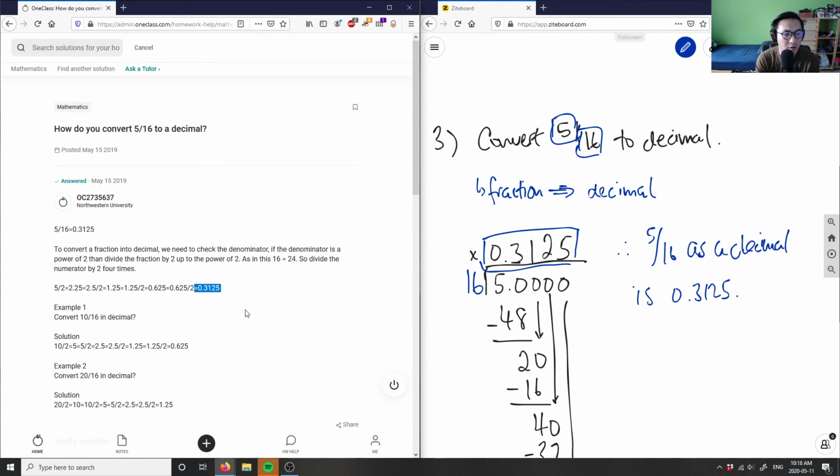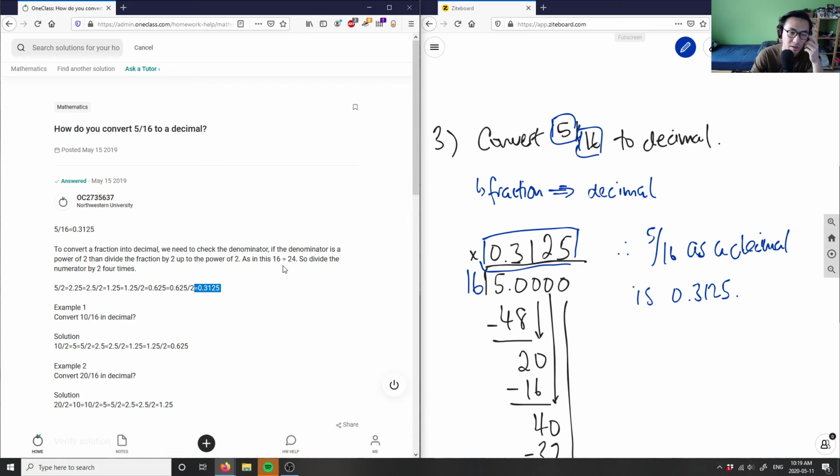They did it in another way where they convert the fraction. They need to check the denominator. If the denominator is a power of 2, then divide the numerator by 2 up to that power, as in 16 equals 2 to the power of 4. So divide the numerator 4 times. So what they did was rewrite 16 as a power of 2, so it would be 2 to the power of 4, and then they would divide 5 by 2 four times to get this one here.